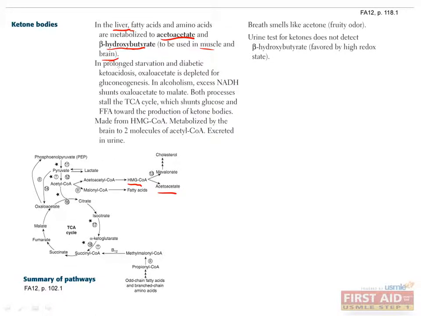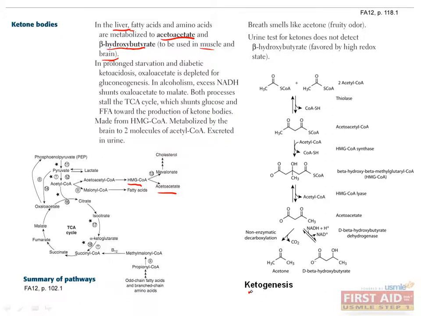Since ketones can only be used in the mitochondria, they can't be used by erythrocytes since they have no mitochondria. The ketogenesis pathway is shown here. As you can see, acetoacetate is a precursor for the other ketones, beta-hydroxybutyrate and acetone. The acetone can give one's breath a fruity odor, which can indicate that someone is in diabetic ketoacidosis.